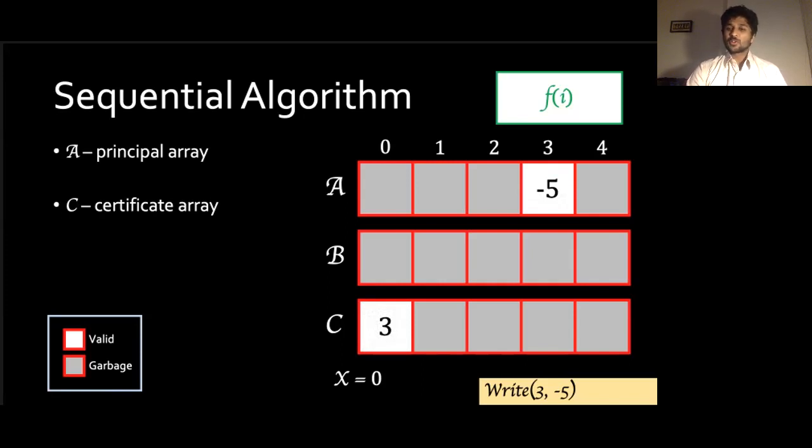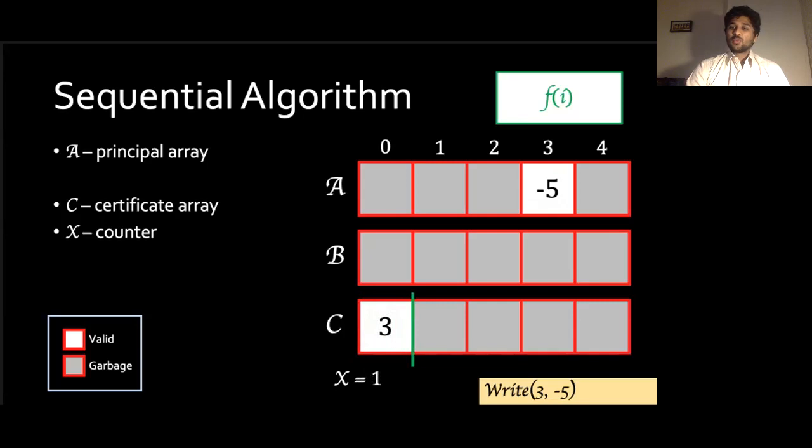But how do we distinguish that the first element of C holds a valid certificate as opposed to the rest of the elements of C which hold garbage certificates? This is precisely the use of the counter x. The convention is that C0 through x minus 1 are valid certificates, and Cx is the next available certificate for use. We visually mark the barrier between the valid and invalid certificates in C using the green line. Since we have just added a valid certificate, we increment x.